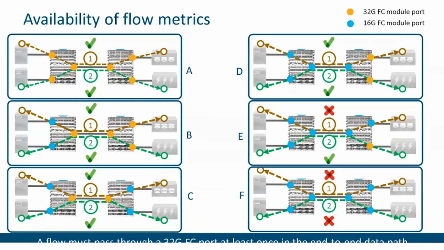But in some other scenarios, especially combinations like E or D, the end-to-end IO passes through the 32 gig capable port at least once, and that's where we can enable it and inspect the traffic. I hope by this time we are all clear why it's enough to enable SAN Analytics only once in the end-to-end data path, because it's the same IO that gets initiated by the servers and goes all the way to the storage and comes back.